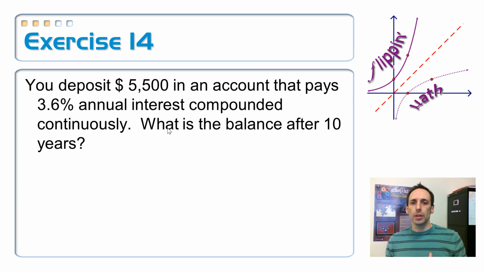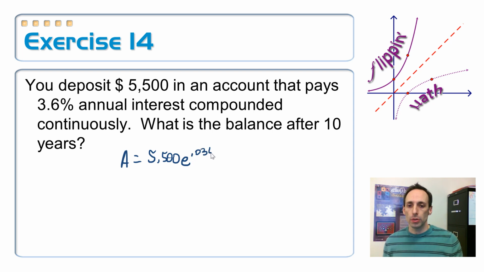It's the same numbers that we examined way at the beginning of this lesson, or maybe it was the middle of it. So still $5,500 in your account, and your interest rate is 3.6%, and we're putting it in there for 10 years, and how much money are we going to have? So we're using this PERT equation, so A is equal to that 5,500, that's the P, e to the r power, write that as a decimal, 0.036, times my time, which is 10.